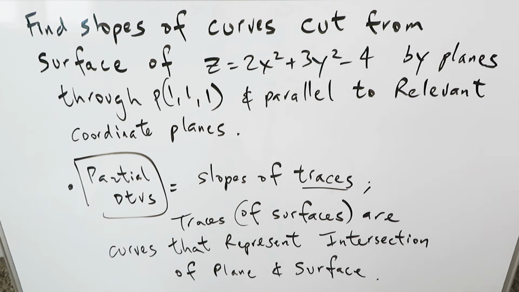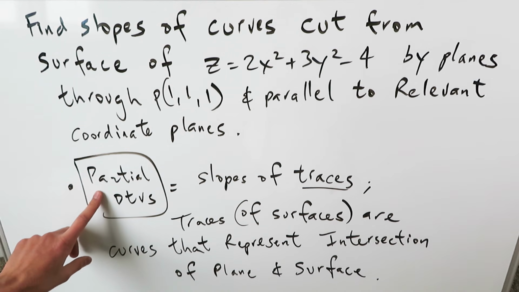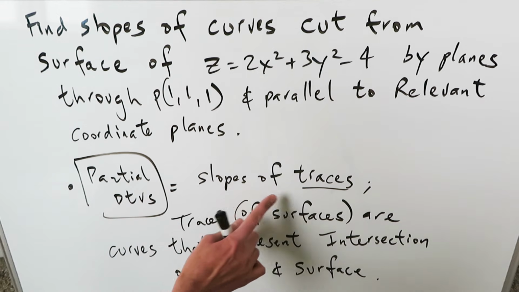Keep in mind when you're thinking about basic calculus, the derivative is giving you your instantaneous rate of change, the slope of a tangent line. Similarly, a partial derivative is giving you a slope of a specific tangent. And we're looking here at slopes of traces.